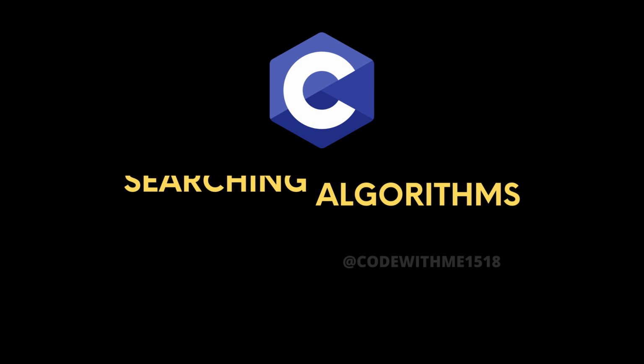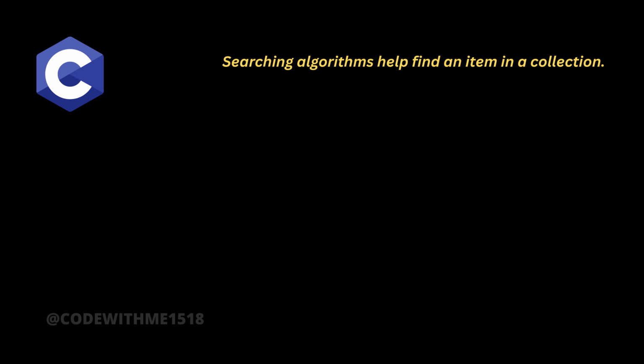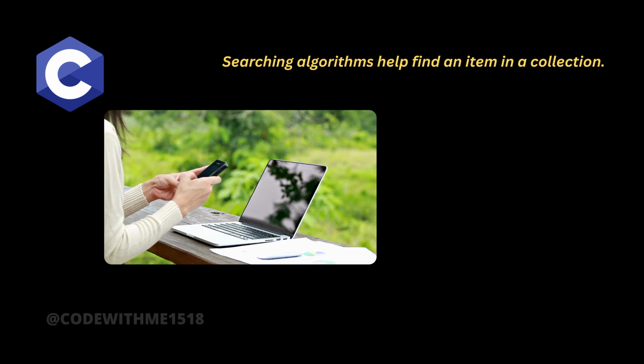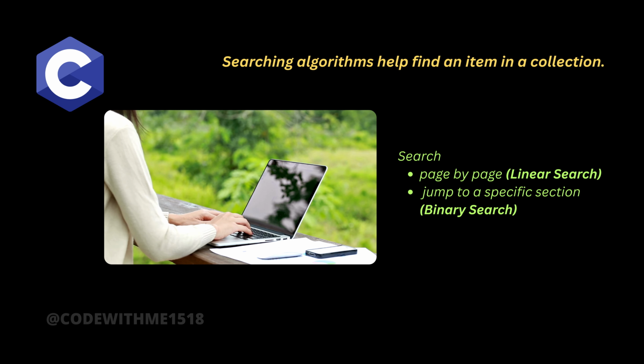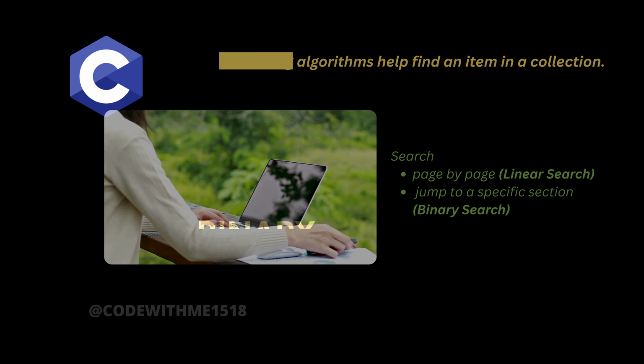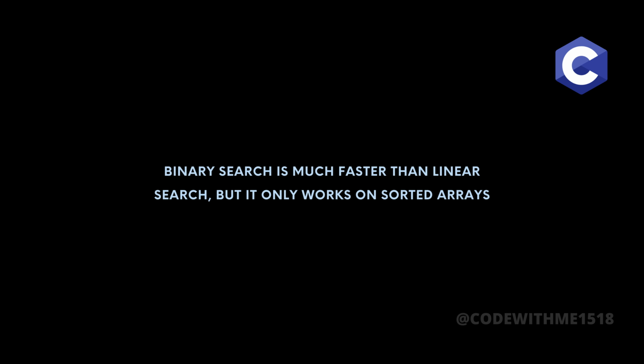Searching algorithms. Searching algorithms help find an item in a collection. Imagine looking for a name in a phone book. You either go page by page, linear search, or jump to a specific section, binary search. Binary search. Binary search is much faster than linear search, but it only works on sorted arrays.